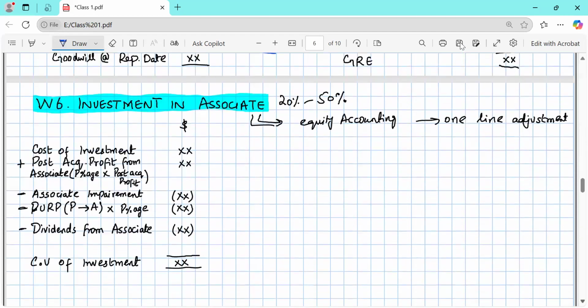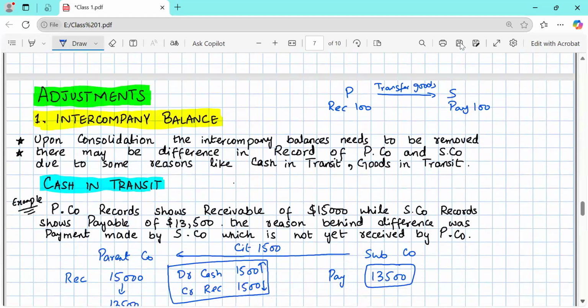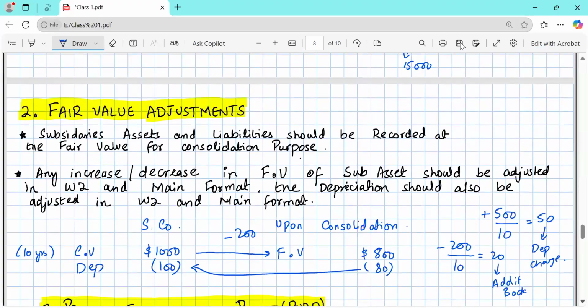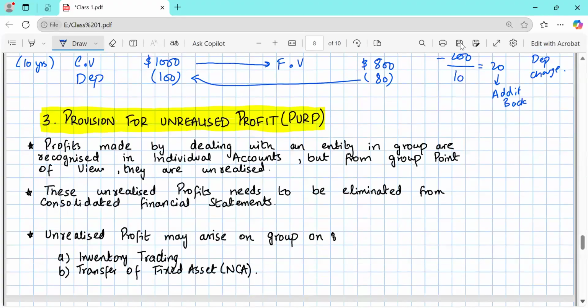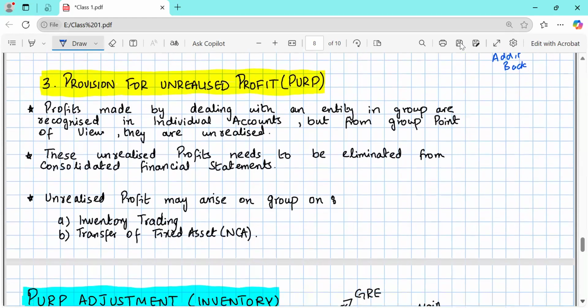So now this is the last thing for today's class. We are going to just talk about the PURP of inventory, and the fixed asset one we will talk about in the next class. Okay. Now, what is the PURP?